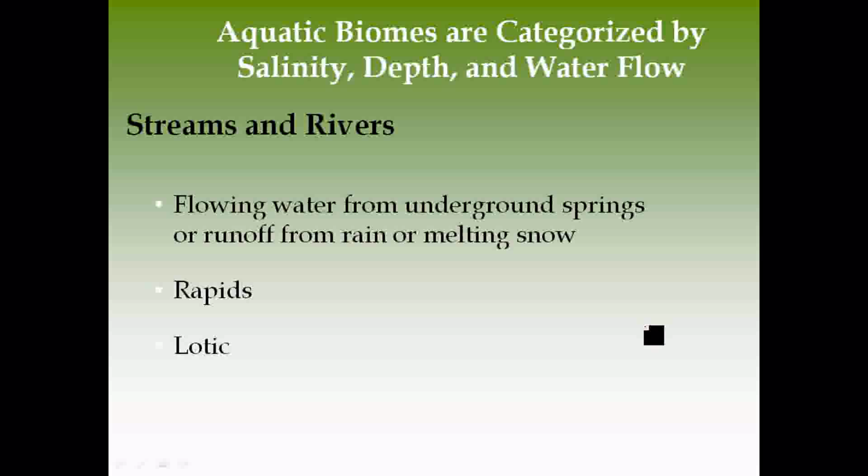All right, let's start with the aquatic biomes and how we divide them up. We divide them up really based on three significant factors, the most of which is water flow. So when you think of water systems, you should think of streams and rivers as one, lakes and ponds as another, and oceans as a third.